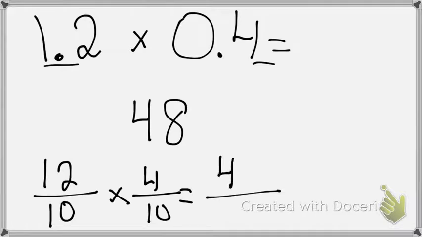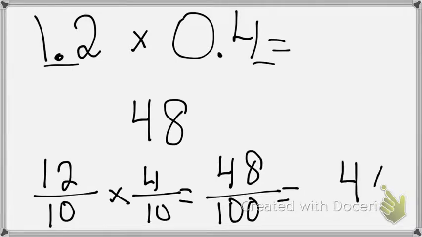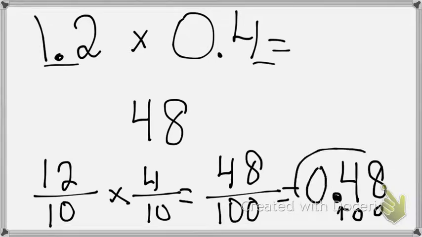12 times 4 is 48. What is 10 times 10? 100. Okay, so how do I write 48 hundredths as a decimal? Where does that decimal go in the number 48 for 48 hundredths? In front of the 4. So I'm going to go backwards until I get to the 1, and there's my decimal. And you can place a 0 in front of that if you like. So the answer was 0.48.